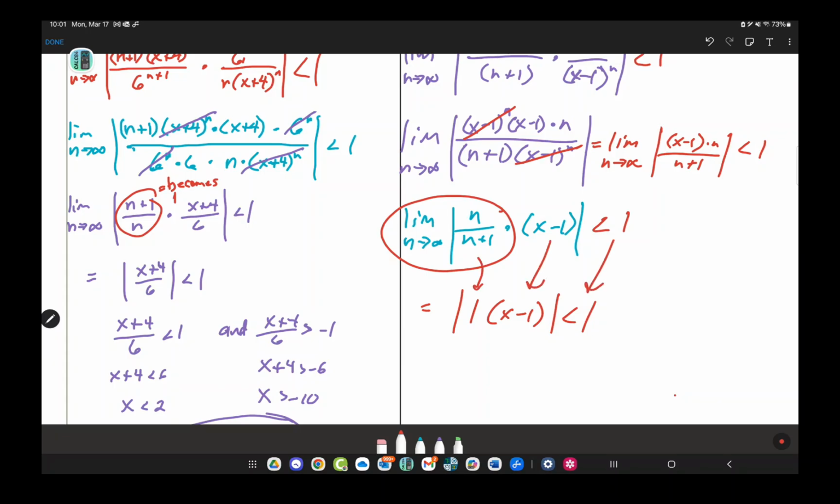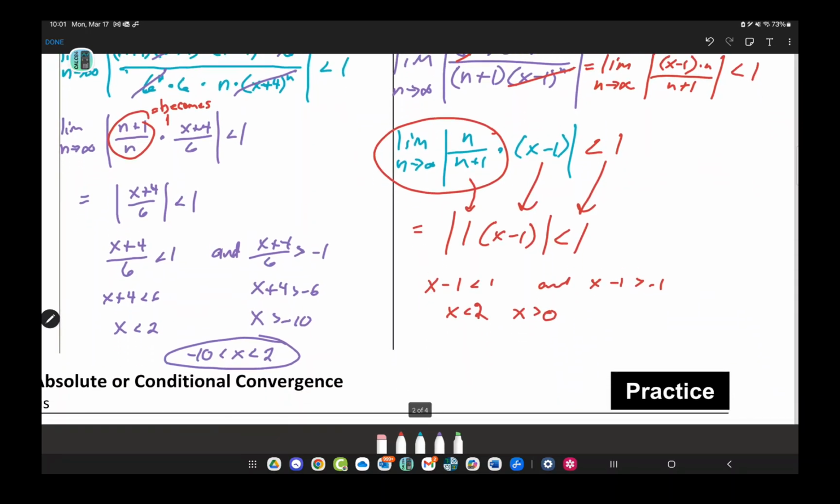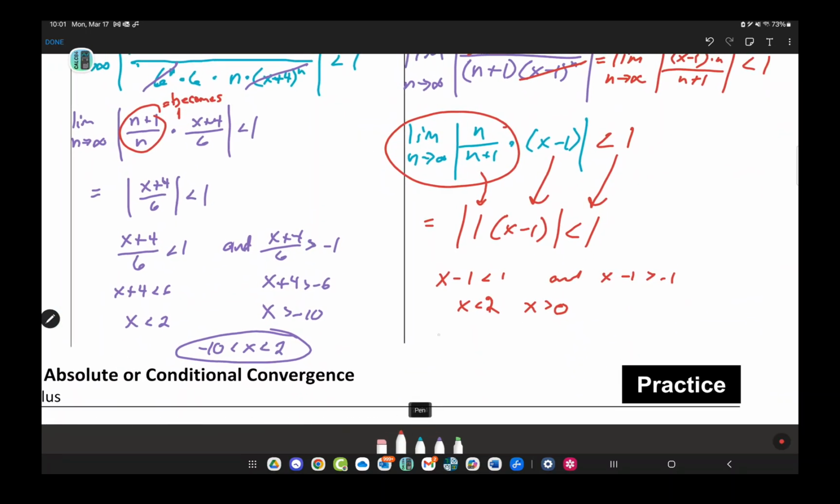From here, we have x minus 1 is less than 1, and x minus 1 is greater than negative 1. So x is less than 2, x is greater than 0. I said 2 and I wrote 1. Now again, if you want to write this as an interval, 0 to 2, all right, you're good.